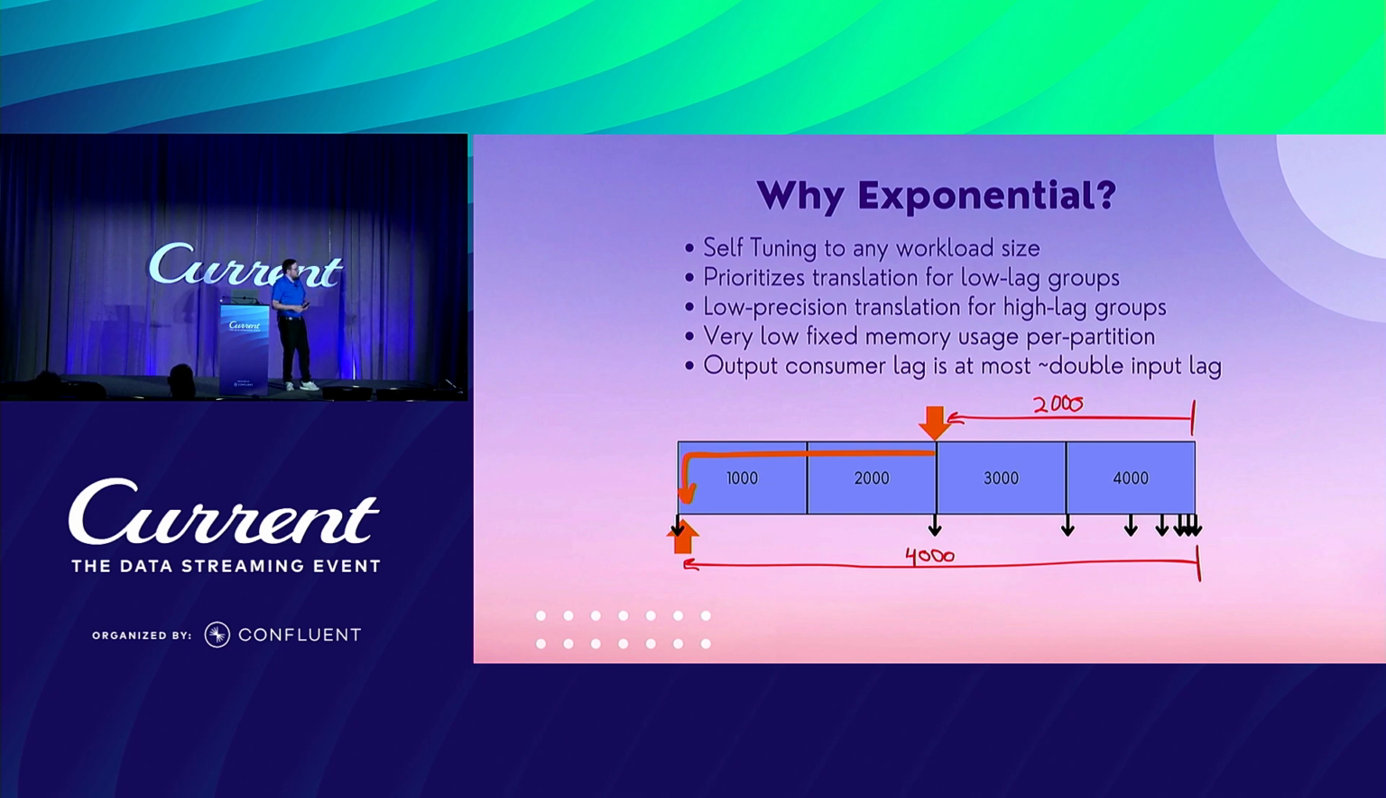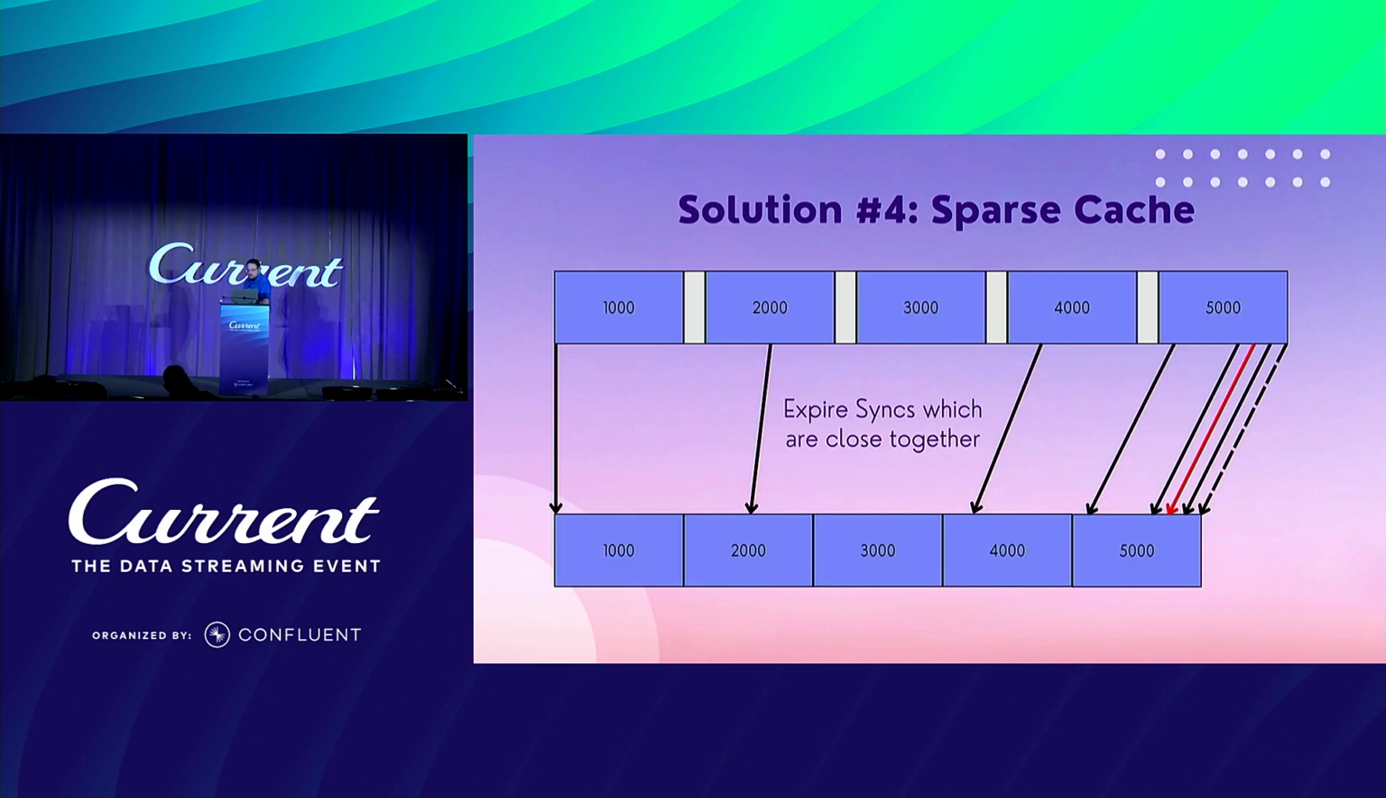And the cool property that I found afterwards is that output consumer lag is about double the input consumer lag. So in this example, the consumer group has about 2,000 lag. It's translated relative to an offset that's about 4,000 offsets back in the topic, and it's about double. And if I did the same example earlier in the topic or later in the topic, the property still holds.